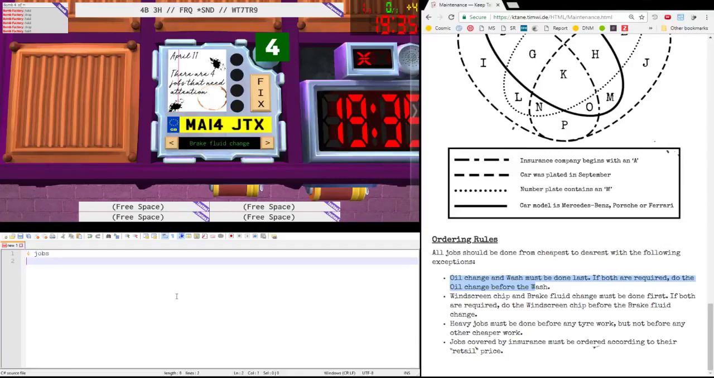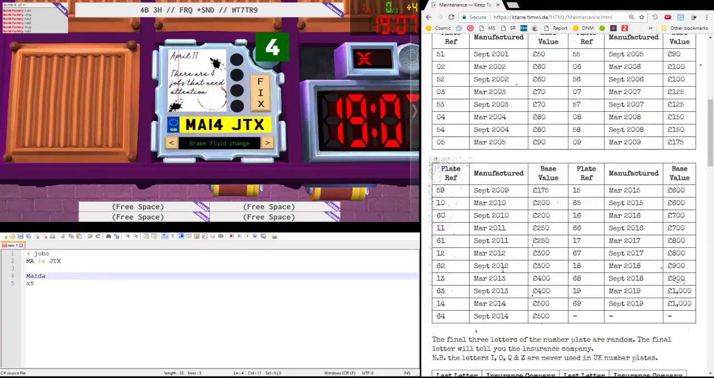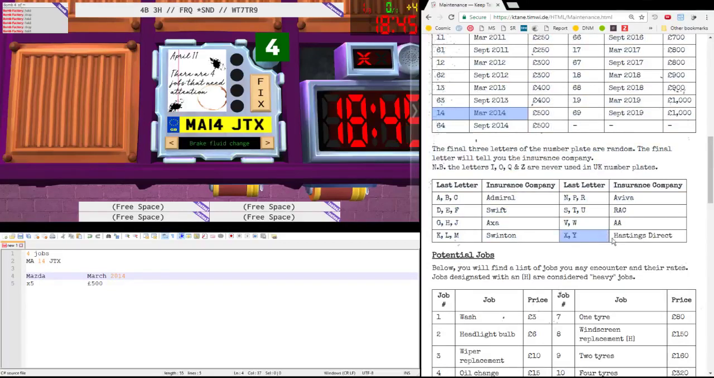Alright, last example. 4 jobs finally. Mike Alpha 1-4 Juliet Tango X-Ray. So we'll scroll up. MA stands for Mazda. That's going to be an X5 times 5. 14 is going to give me September of 2014. Or no, March of 2014. Apologies. March 2014. That's giving me a base value of 500 pounds, so 2,500 total value. X-ray for my last character gives me Hastings Insurance.